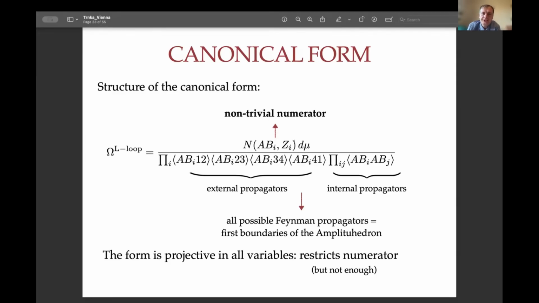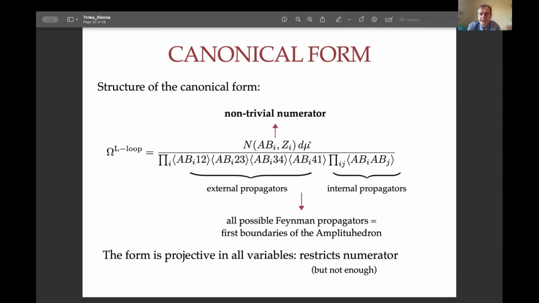And the numerator does a lot of interesting things. It vanishes at certain points, and it has a lot of properties and must satisfy a lot of conditions. In addition, the form being projective in all variables restricts the numerator already, but not enough. The numerator has also to ensure that the form is logarithmic. Naively, if we just put 1 in the numerator, then starting at I think 5 loops, or even 4 loops, we would start to get double poles in the denominator. So the numerator must cancel these double poles and preserve the logarithmicity of the form.